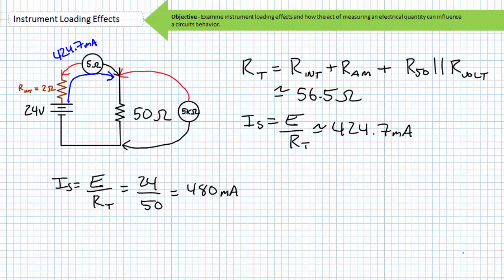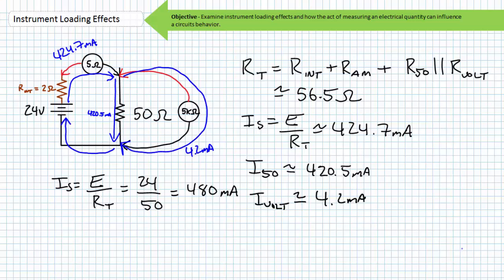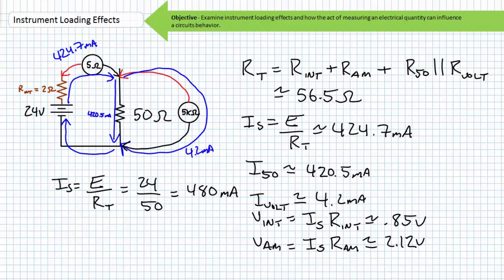Ohm's law states that the source would provide approximately 424.7 milliamperes of current, approximately 420.5 milliamperes of which travels through the original 50 ohm resistor, and the remaining approximately 4.2 milliamperes of which goes through the voltmeter. With this amount of source current traveling through both the internal resistance of the source and the ammeter, the resistance internal to the source would experience approximately 0.85 volt drop, and the ammeter would experience approximately 2.12 volt drop, meaning the 50 ohm resistor and the voltmeter in parallel would experience only approximately 21.03 volts drop.